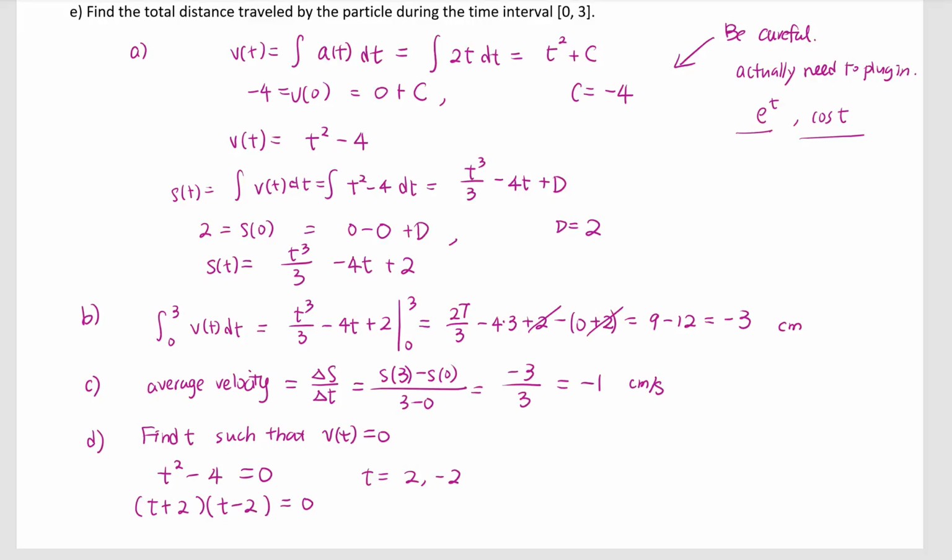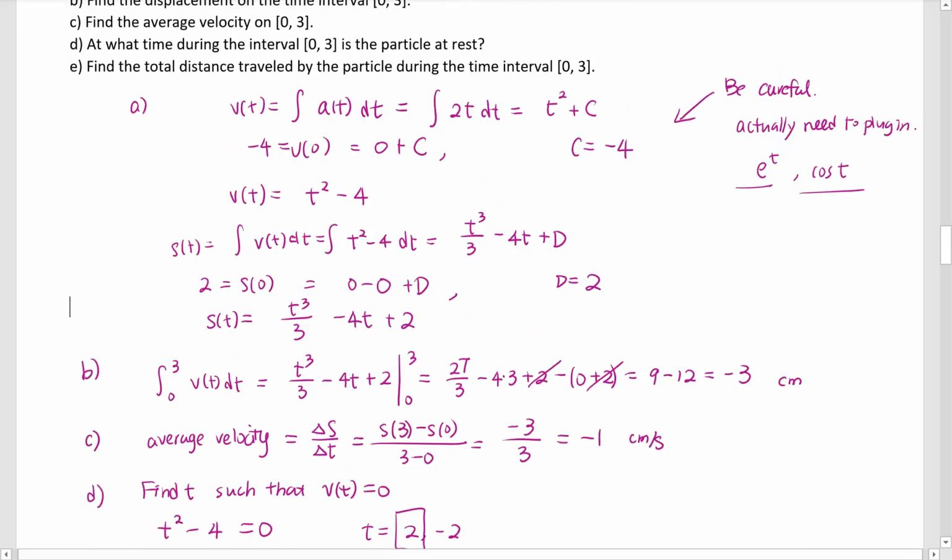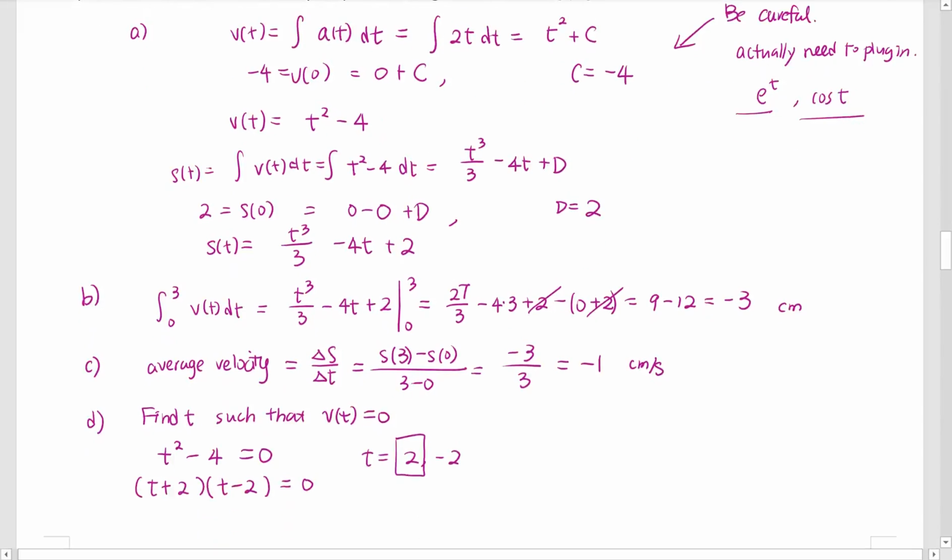But because here we're working with a real-life problem, your t can only be positive. So that's why we only pick the 2. Okay, so the particle is at rest at 2 seconds. Part E, what is the total distance traveled by the particle during the time interval 0, 3?